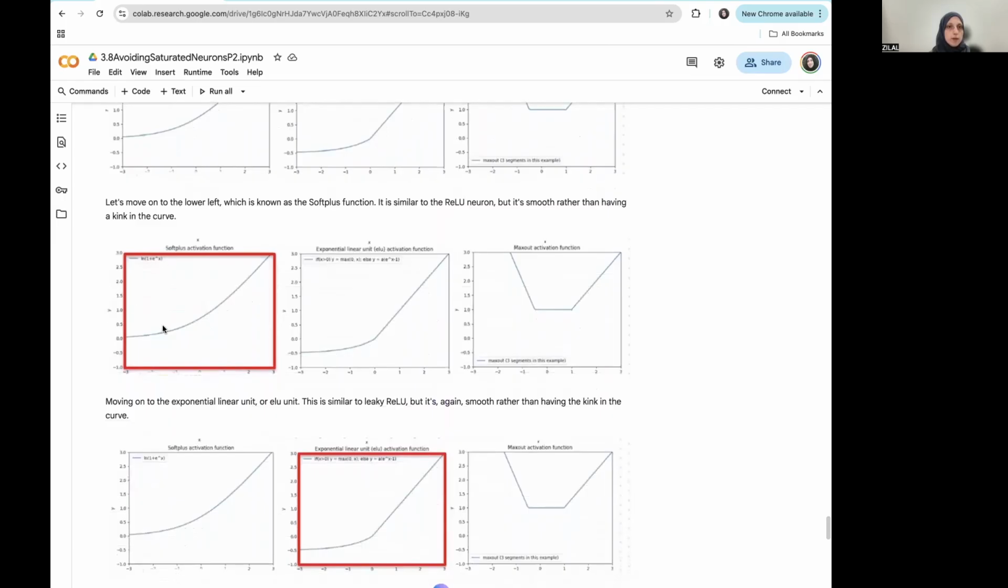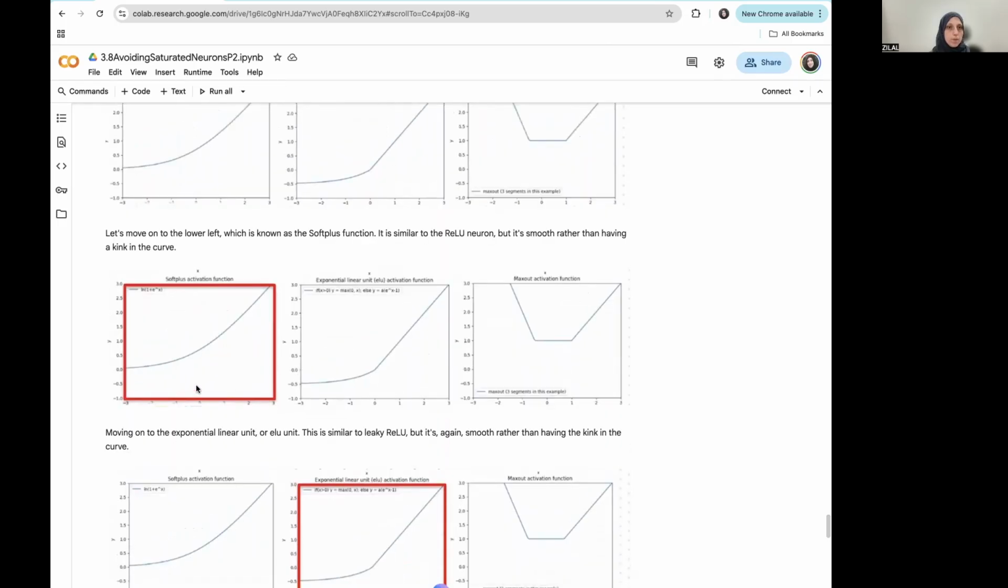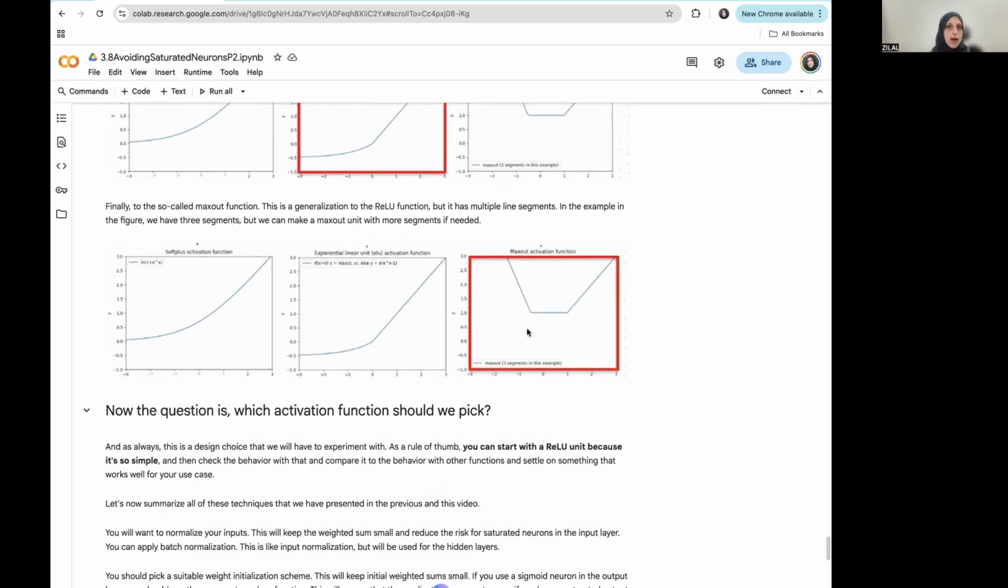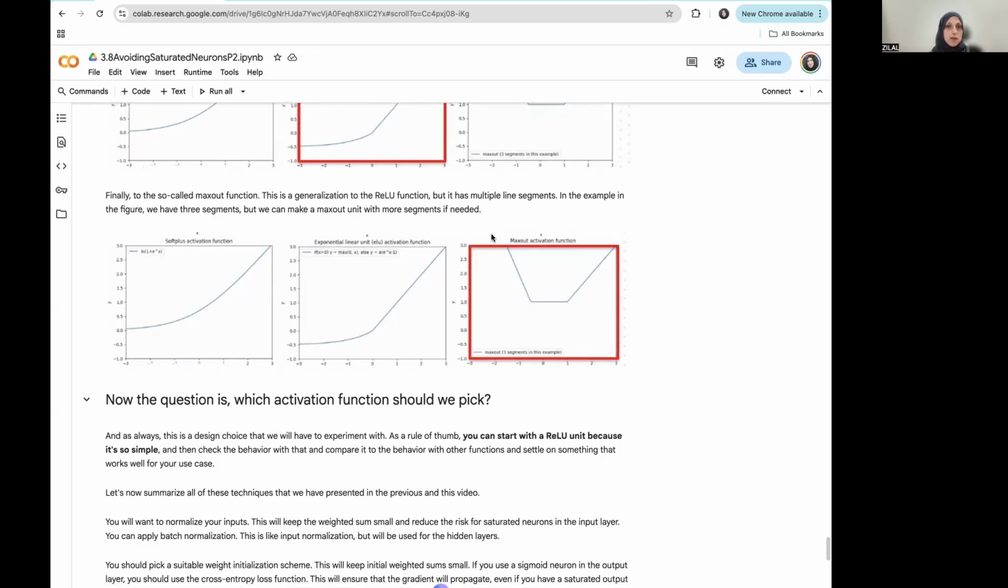Now we have the softplus function. It's similar to the ReLU neuron, but it's smooth rather than having a kink in the curve. We also have the exponential linear unit, or you can call it ELU. This is similar to leaky ReLU, but it's again smooth rather than having the kink in the curve. Finally, we have the maxout function. This is a generalization of the ReLU function, but it has multiple line segments. In this example, we have 3 segments, but you can increase these segments if needed.